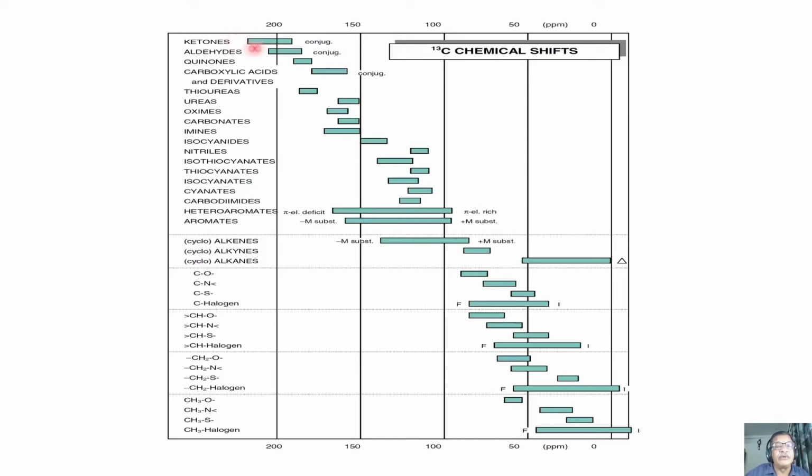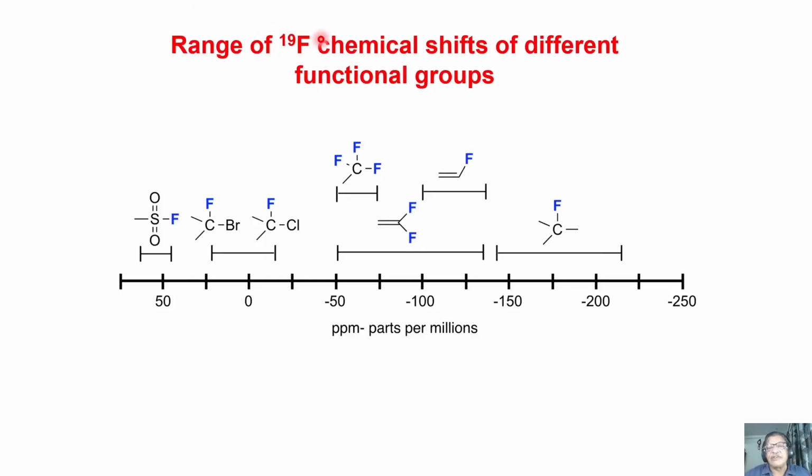If I look for the ketone, ketones come very downfield. Look at it. It comes around 200 ppm. Similarly, you can have a range of chemical shifts for fluorine also. I don't want to go into the details. For different functional groups, if I say fluorine attached to a methyl group, it can come anywhere between.